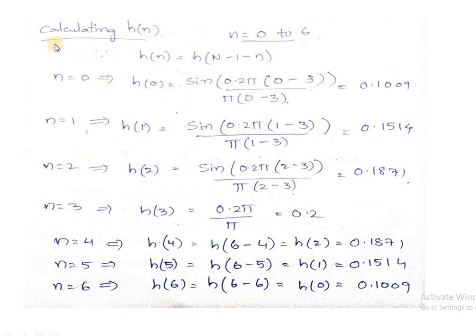And therefore, now we are successful in calculating the finite impulse response for n is equal to 0 to 6, and their corresponding values are given as these values: 0.1009, 0.1514, 0.1871, and so on. And we are able to observe the symmetry with respect to n is equal to 3: h of 2 is equal to h of 4, h of 1 is equal to h of 5, and h of 0 is equal to h of 6.